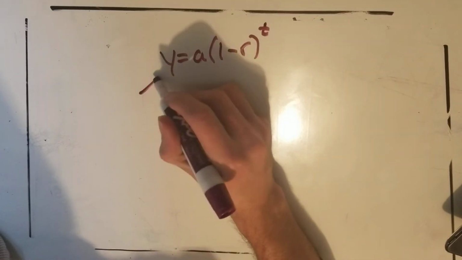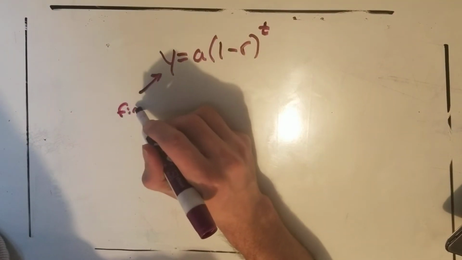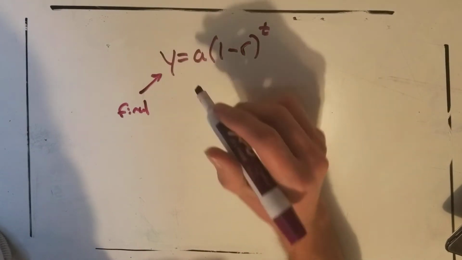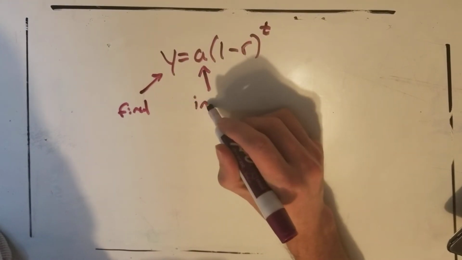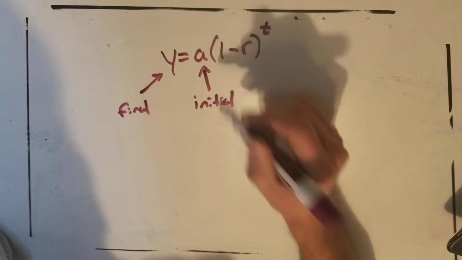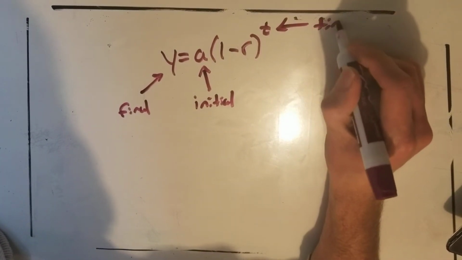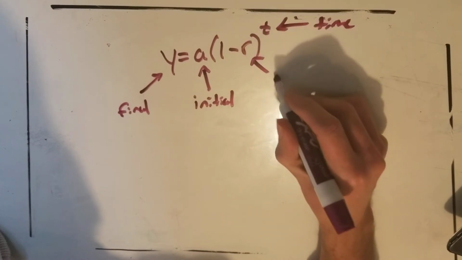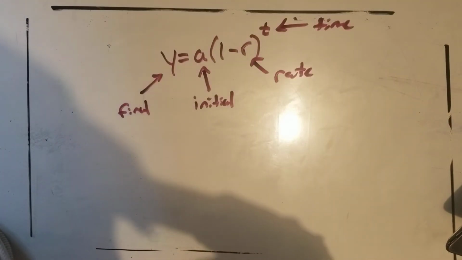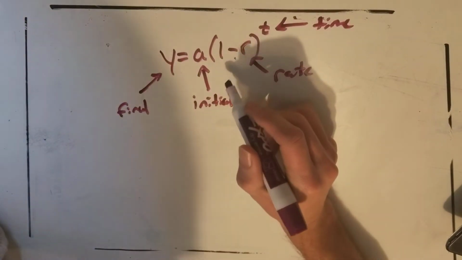And very similar, y is our final amount here. A is going to be the initial amount. 1 is like having the 100%. T is time, and r is going to be the rate. And now it's a minus sign because you're decreasing.